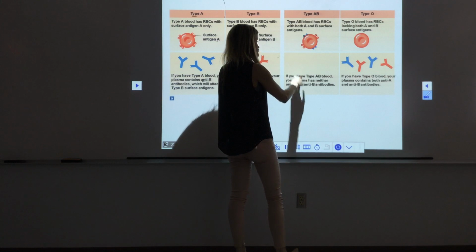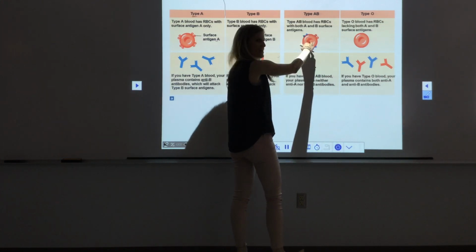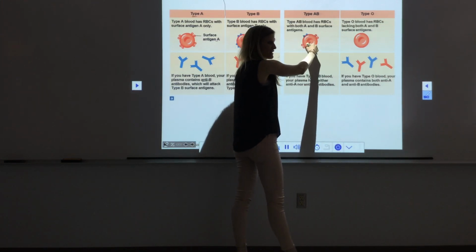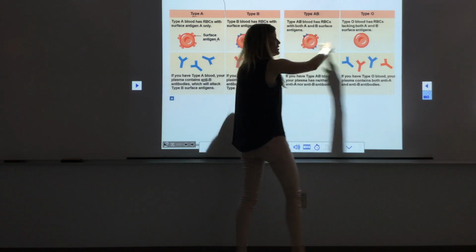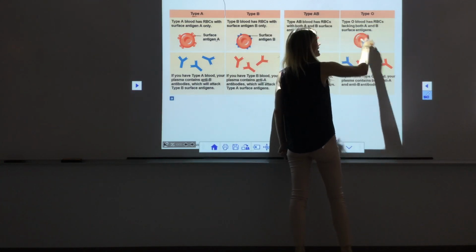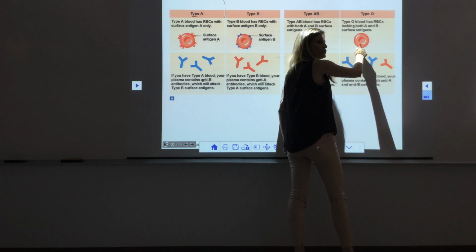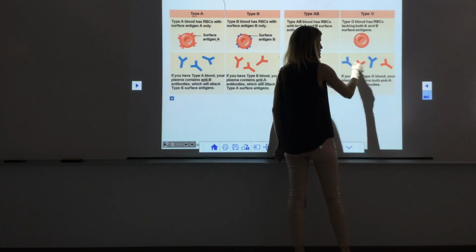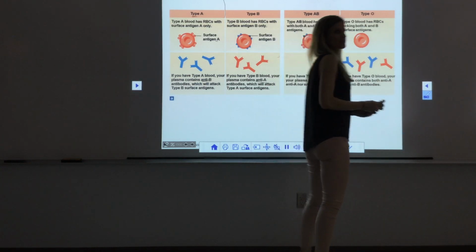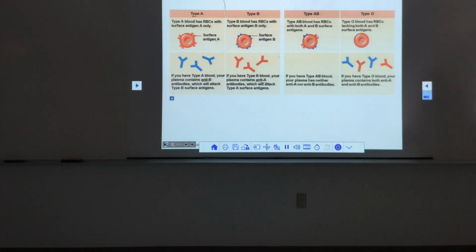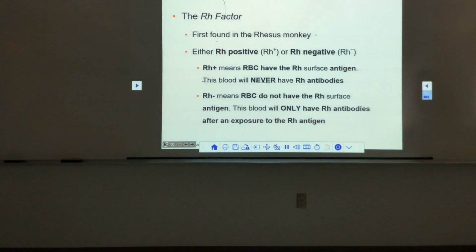So what antibodies? None. They don't want to fight themselves. Right? There's no reason to start killing all of their own cells. Type O blood does not have those antigens, so it has antibodies that fight A and B. Okay? Now, let's mix that up a little bit.